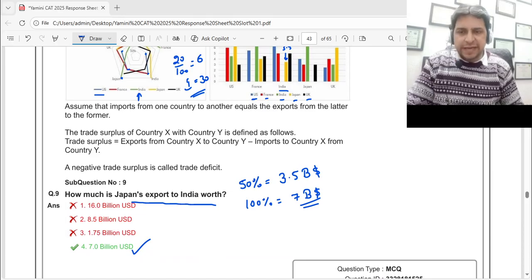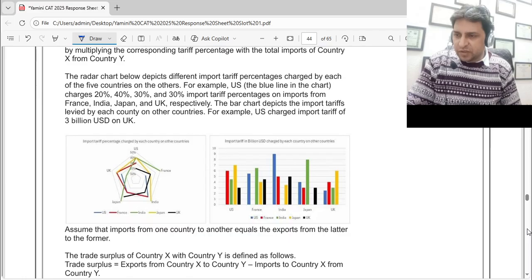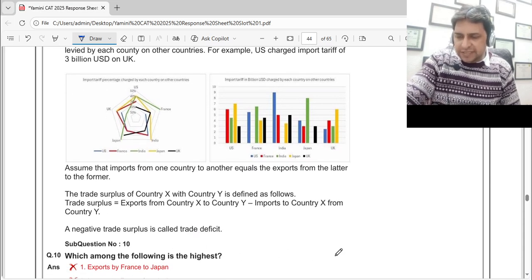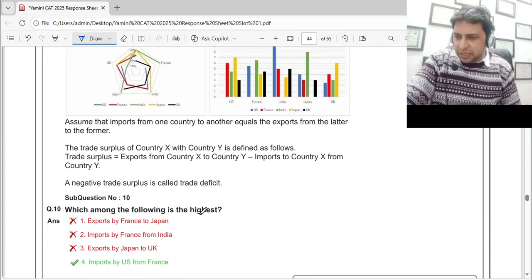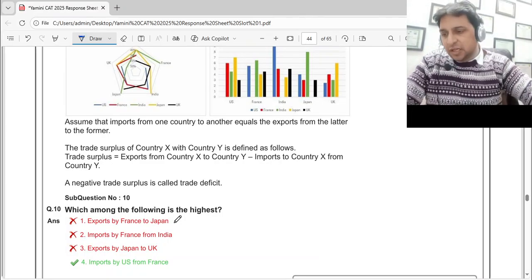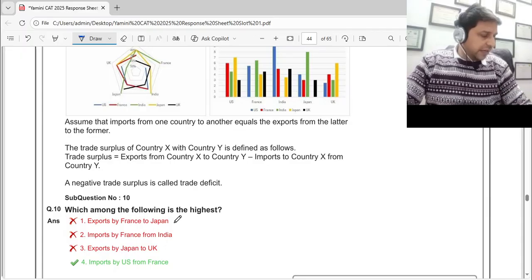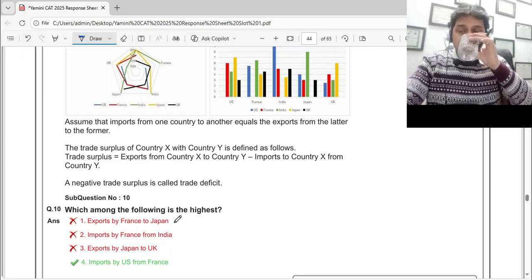Let's go to the second question now. The second question says, which among the following is the highest? Exports by France to Japan. Let's first understand the percentages and all that kind of stuff. If I talk about the percentage, we can see straight away.